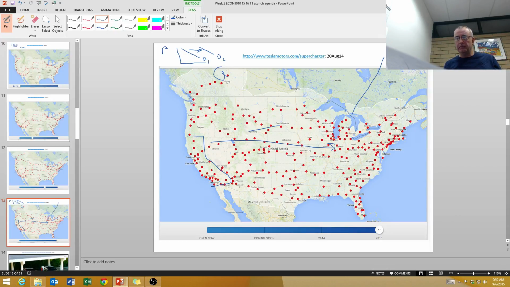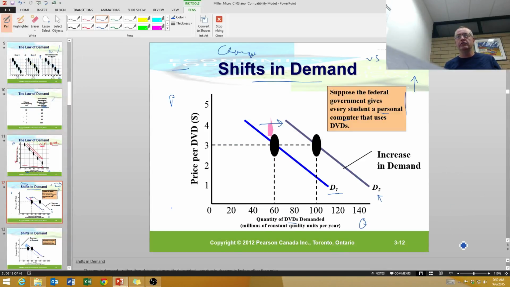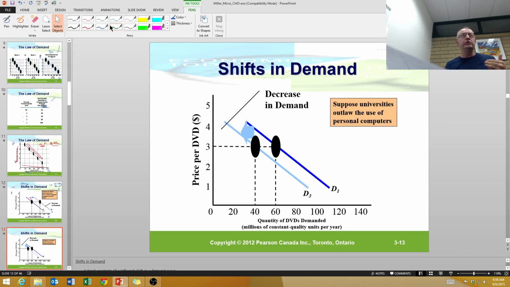Okay, so let's keep on going. We can have changes in non-price factors that result in an increase in demand. And likewise, we can have changes in non-price factors leading to a decrease in demand.